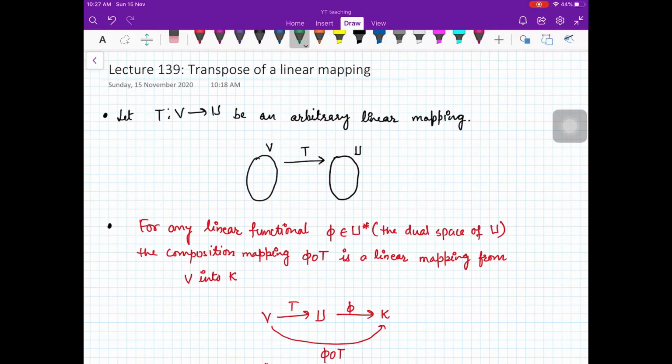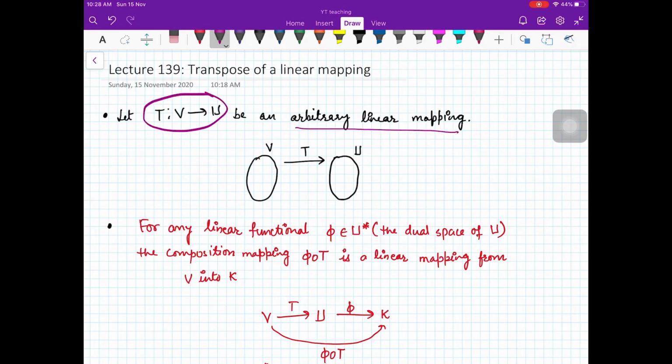So this is the last topic for this chapter, where we were discussing linear functionals and dual spaces. Okay, so here I'm not discussing it in detail, I'm just giving you the definition, for the sake of completeness.